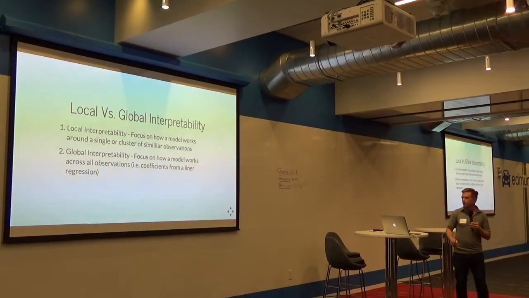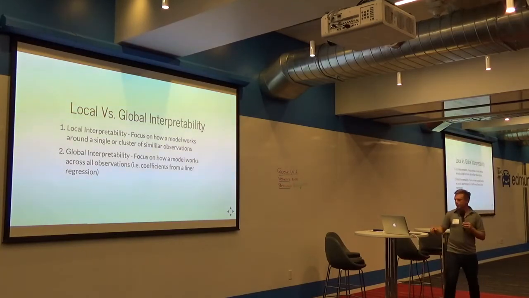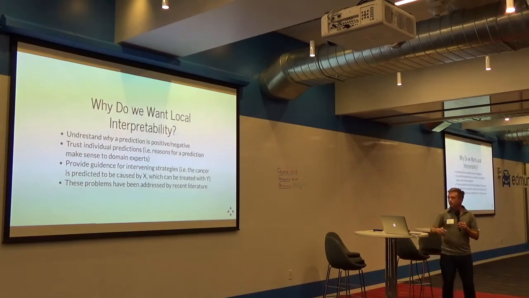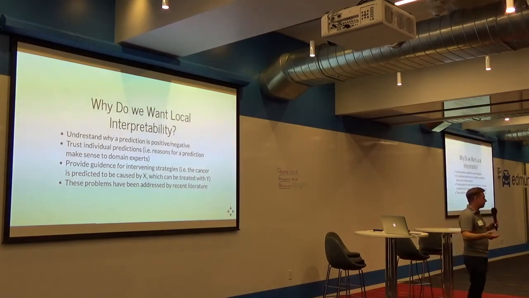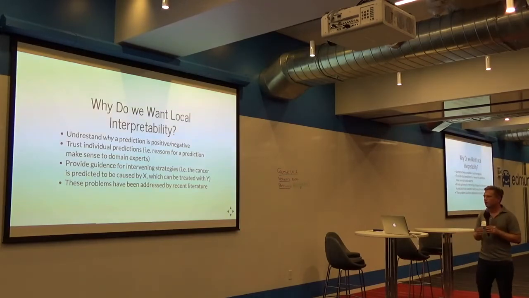Right? So, sort of like coefficients from linear regression apply to all observations. So that's one. A lot of the work is really focused around local interpretability, in terms of understanding complex machine learning. So why would we want that? Well, we want to understand why a prediction is, say, in the classification example, positive or negative.